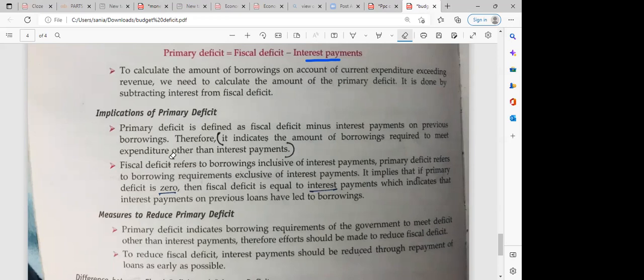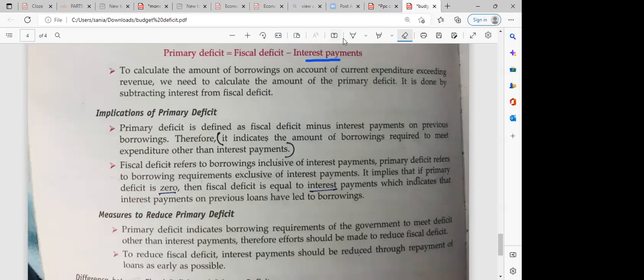Then, fiscal deficit refers to the borrowing inclusive of interest payment. Primary deficit refers to the borrowing requirement exclusive of interest payment. You don't have to write all this. See, basically over here you are getting two deficits, one is primary and one is fiscal, right? Fiscal deficit means the amount of borrowing you require, including interest payment. When we do fiscal deficit, you include the present deficit plus the interest payment of the previous loan as well. But when you do primary deficit, you don't include interest payment. This is the difference between fiscal and primary.